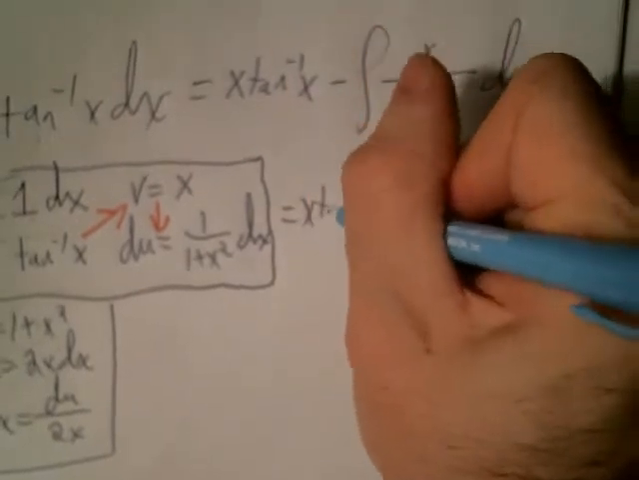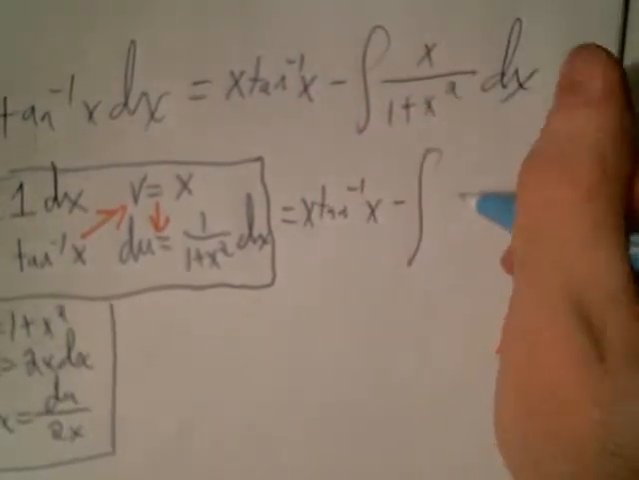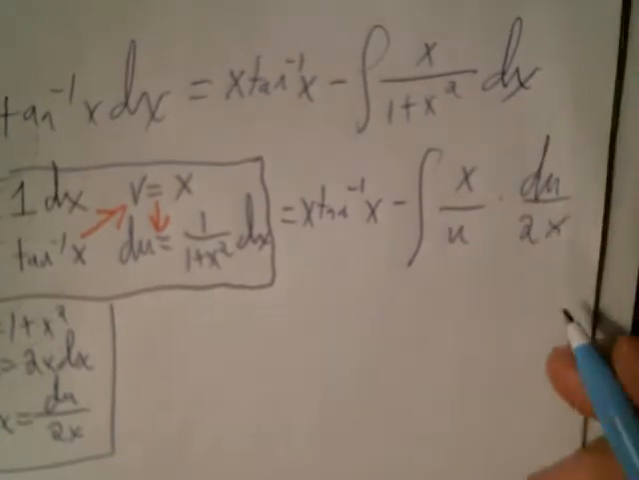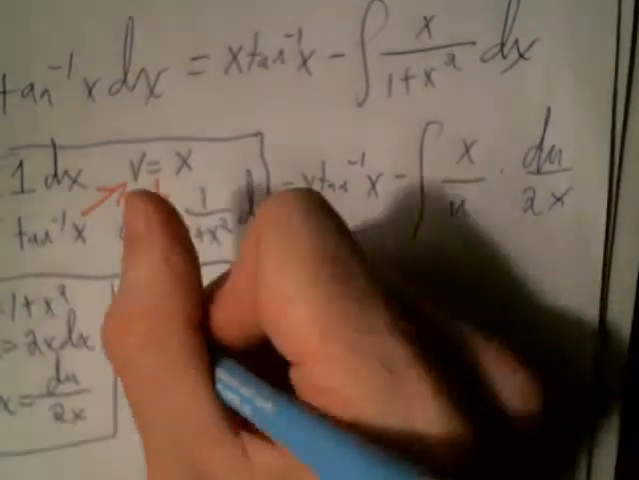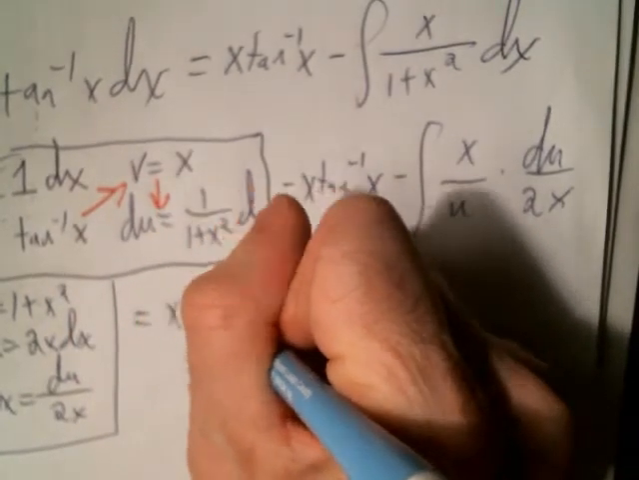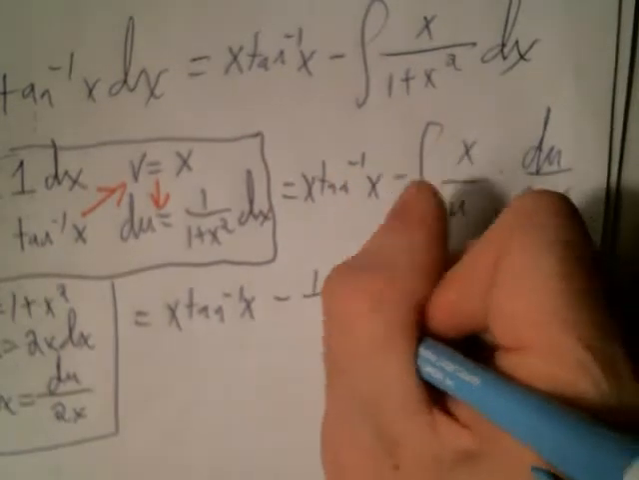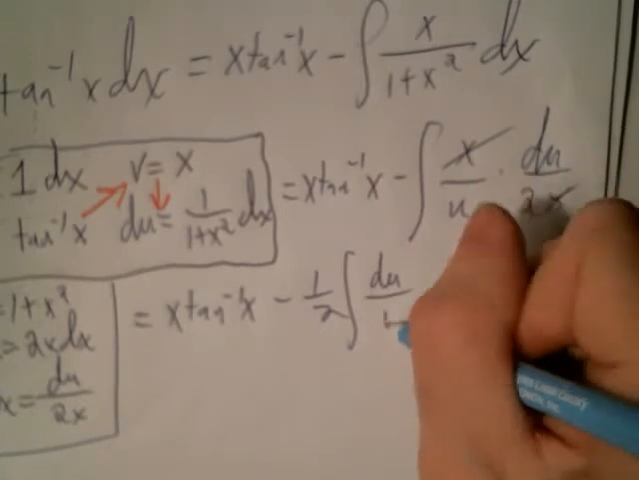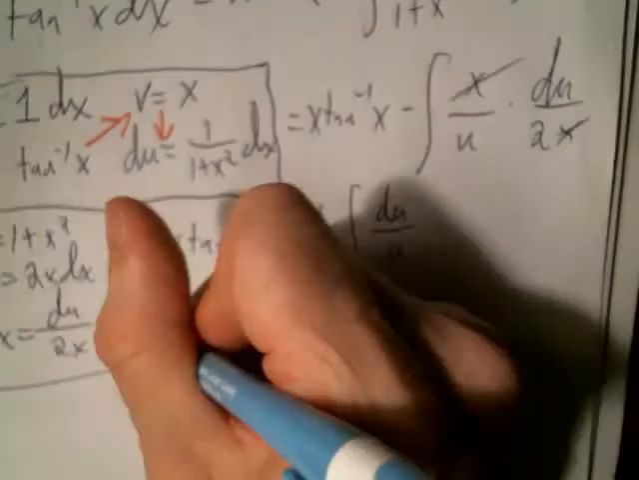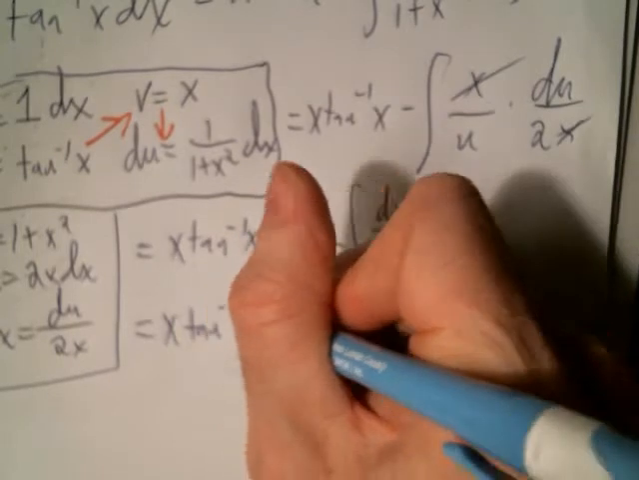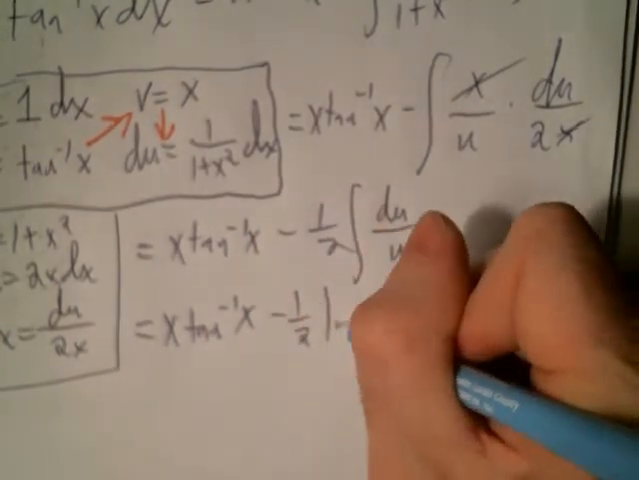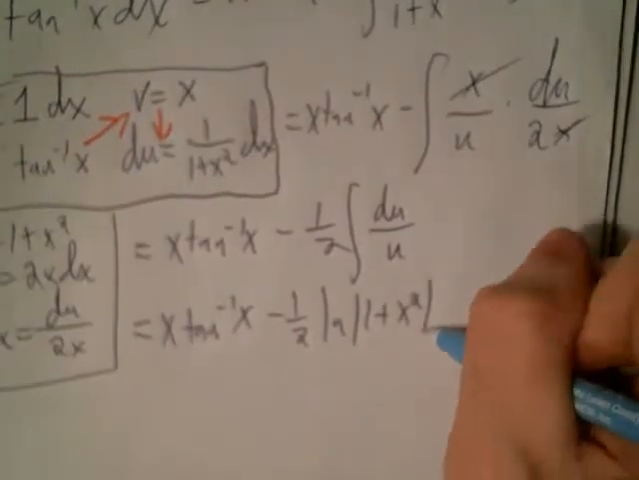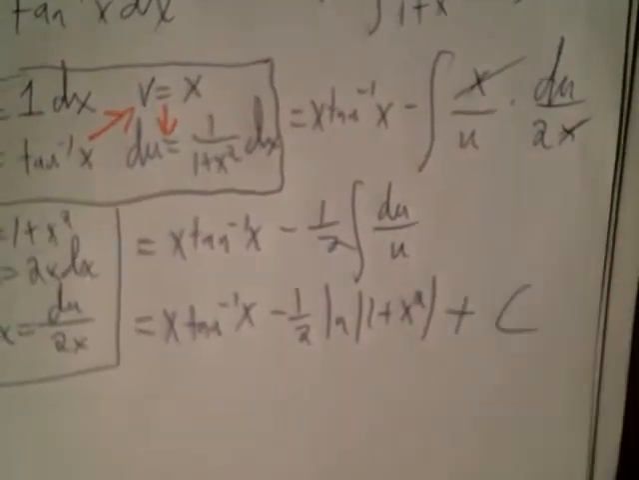This is equal to x tan inverse x minus the integral of x all over u times dx, which is now du over 2x. So the constant that I can pull out is 1/2. I'll have x tan inverse x minus 1/2. The x's are gone, and then I have the integral of du over u. So this would be equal to x tan inverse of x minus 1/2 ln absolute value of u, and u in this case is 1 plus x squared, and then plus your integration constant.